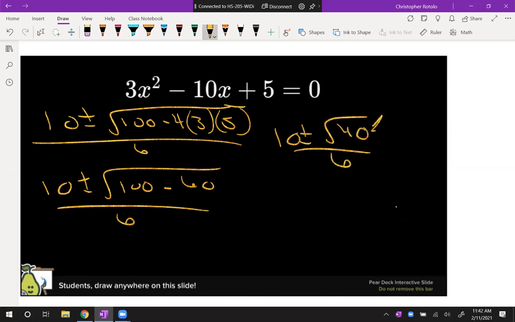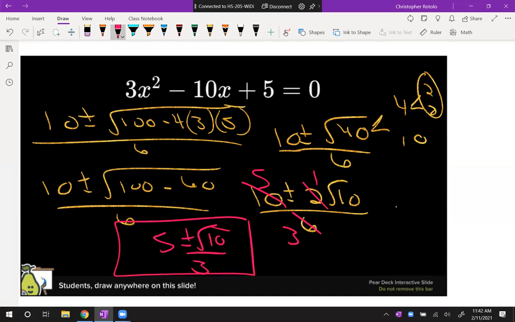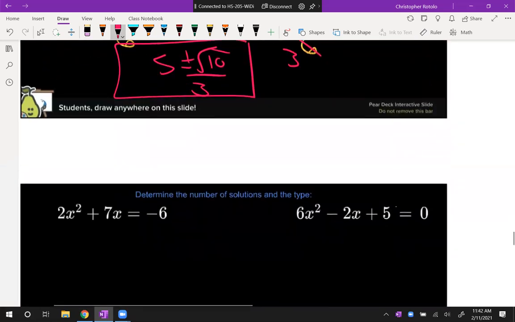Okay, remember I have to break down the 40. I can't do any reduction until something comes out of the square root. So I'm going to go with 4 and 10. So 10 plus or minus 2 square root 10, because remember that's a pair of 2s, all over 6. And let's grab a different colored marker. Here we go. So that's 1, that's 5, and that's 3. So 5 plus or minus the square root of 10 over 3 is what we're after here, guys. So that's the full quadratic formula.